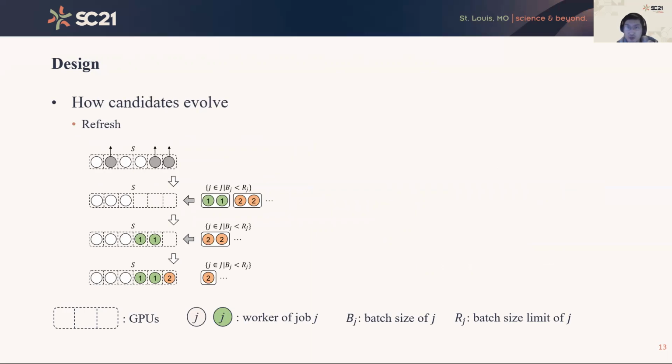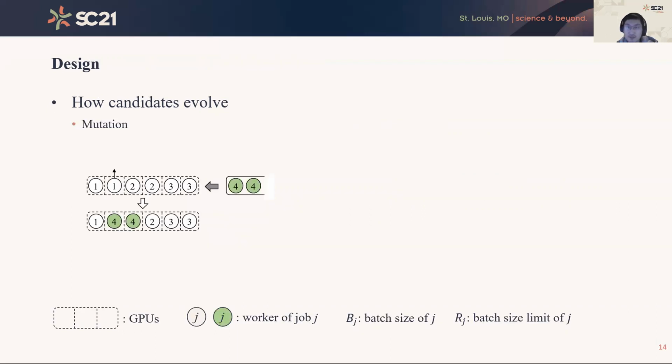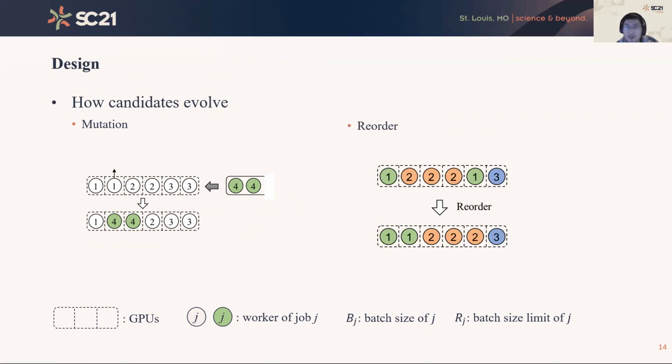The refresh operation removes inactive jobs out and adds new jobs in if necessary. And the crossover operation mixes up the existing solutions. And the mutation operation randomly replaces running jobs with waiting jobs. And the reorder operation packs the workers of each job for better placement.